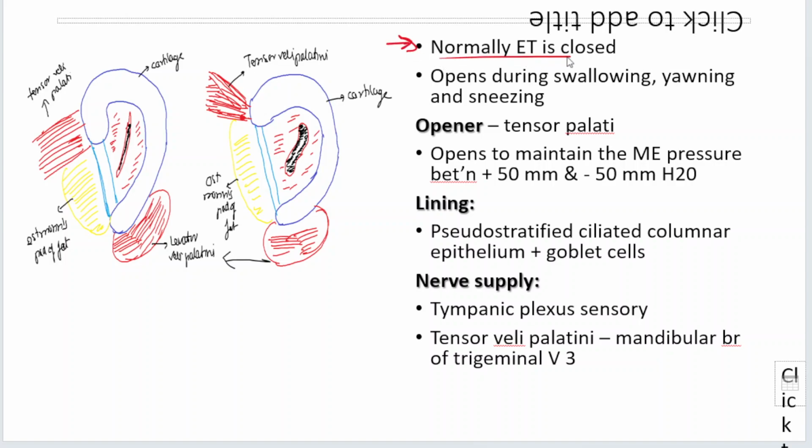The eustachian tube is normally closed. All the time it is closed. Its natural position is closed. It only opens during swallowing, yawning and sneezing. Otherwise it is always closed. This is something that you have to remember: the eustachian tube is always closed.